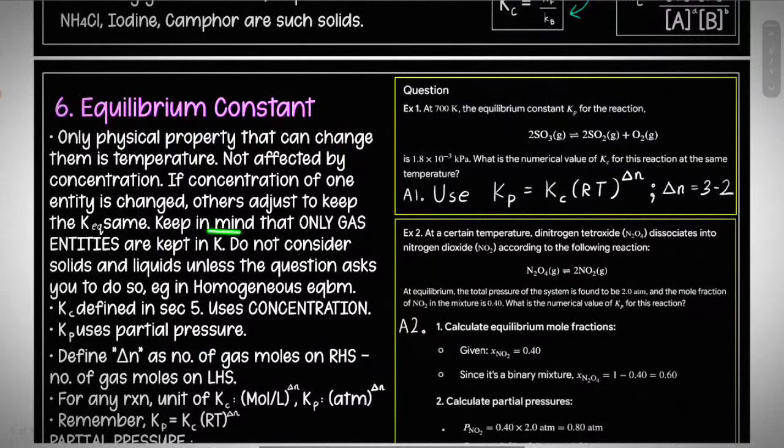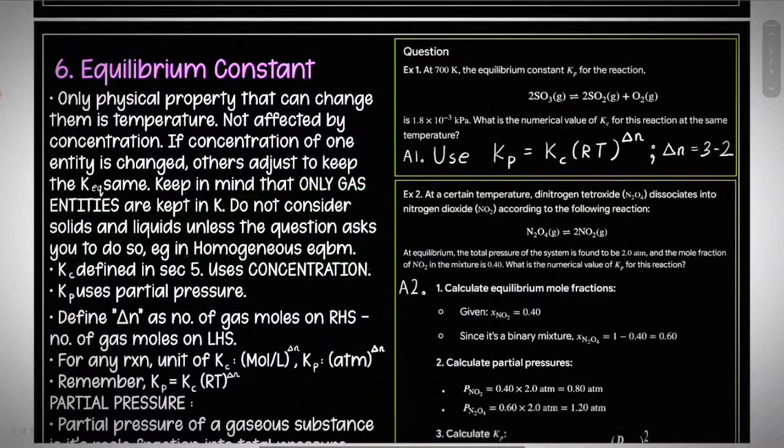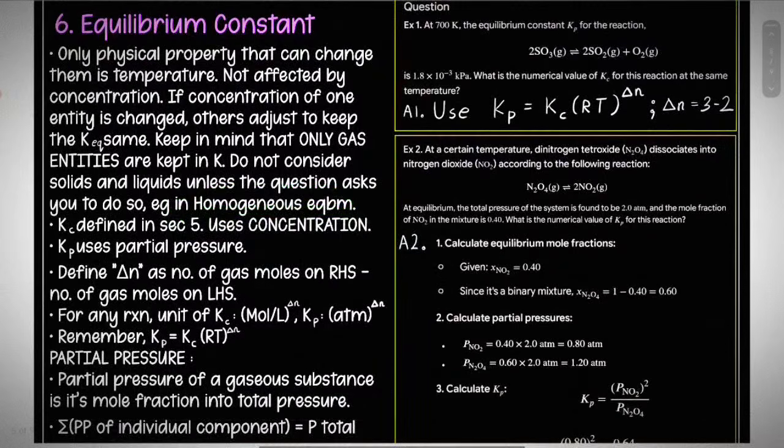And keep in mind that only gas entities are kept in equilibrium constants. Do not consider solids and liquids unless the question asks you to do so, for example in homogeneous equilibrium. If you are given liquids in homogeneous equilibrium, you have no choice but to account for them. But normally the concentrations of solids and liquids are so large that we don't consider them a part of the equilibrium and take them as one.